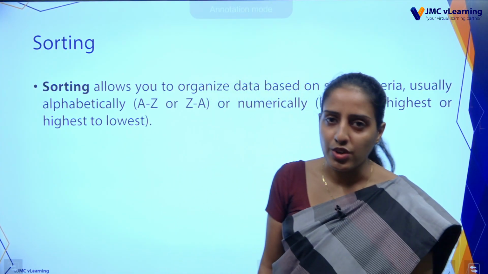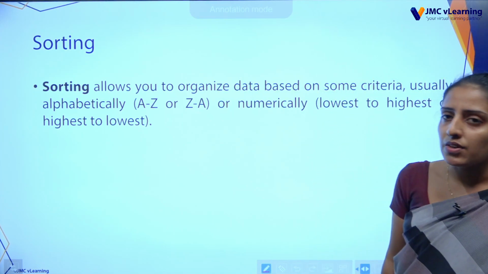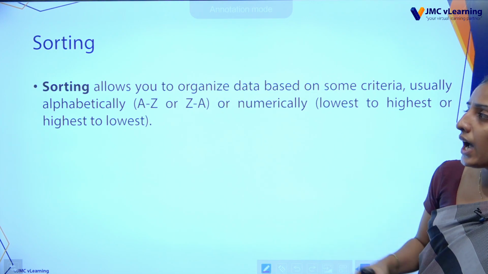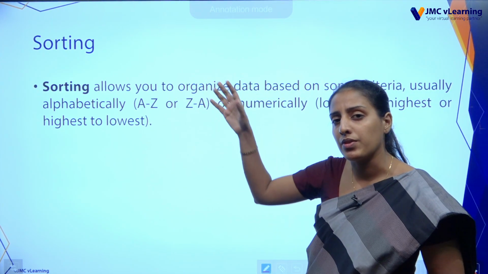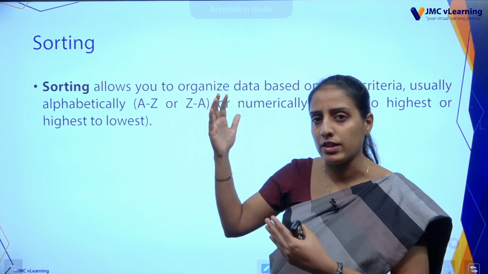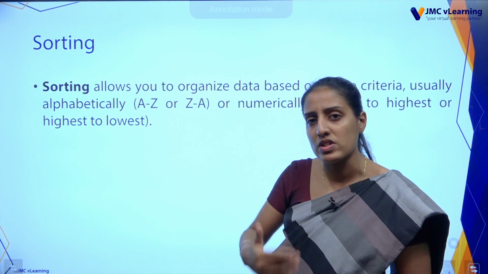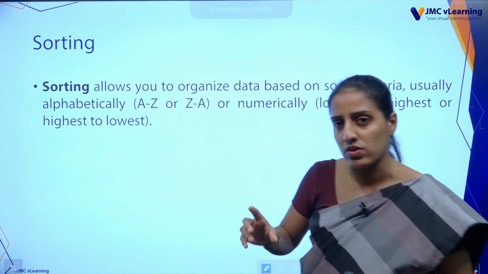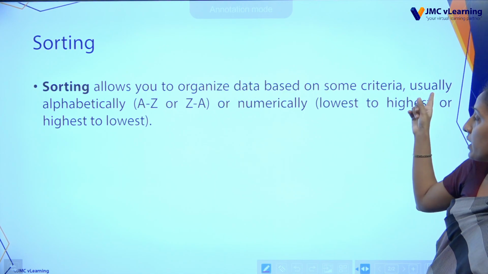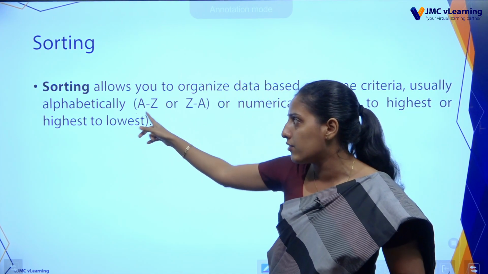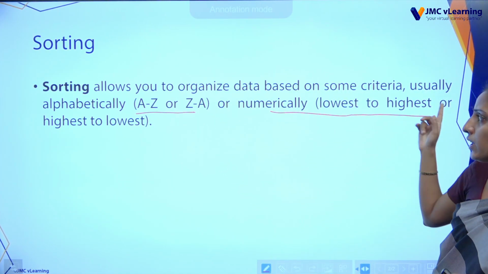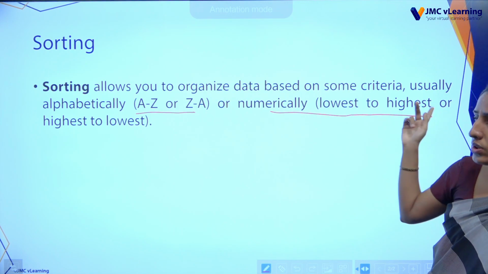So, let us discuss the sorting part. What is sorting? Sorting allows you to organize data based on some criteria, usually alphabetic. Remember, if you want to order your data according to alphabet letters, ascending means A to Z, and descending means Z to A. This is also formatting. Sorting is a formatting part. Based on some criteria, usually we use alphabetic A to Z or Z to A, or numerical lowest to highest or highest to lowest.